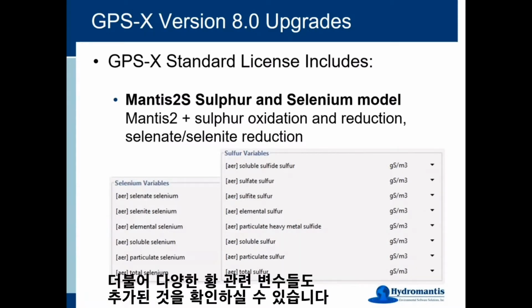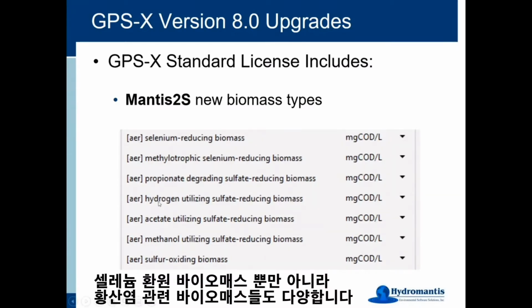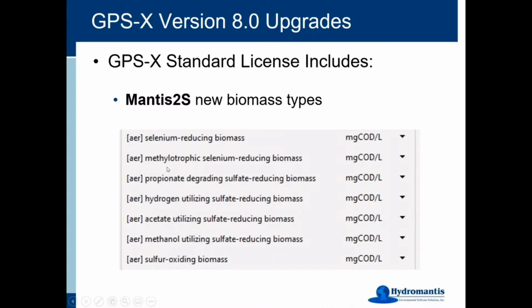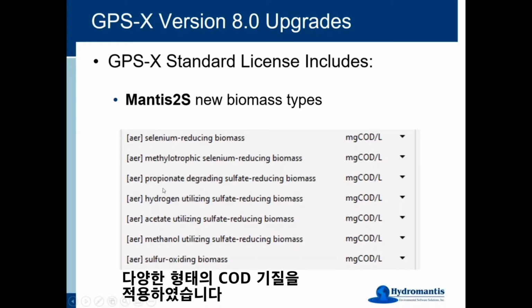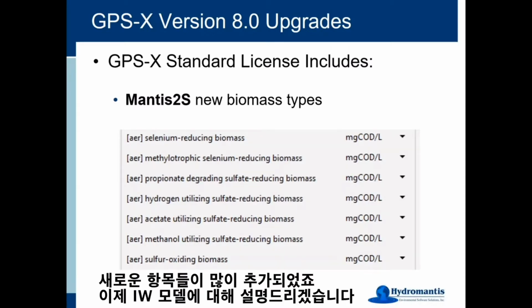And we also are supporting modeling all of those transformation processes by adding 7 new biomass types to be able to do that. So you'll see here that we have our selenium reducing biomass, and then we actually have several different types of sulfate reducing biomass that use different forms of substrates for COD, and also a sulfur oxidizing biomass. So we're doing both sulfur oxidation and reduction, and we have all of these biomass types in our model to be able to support that. So there's a lot going on there.